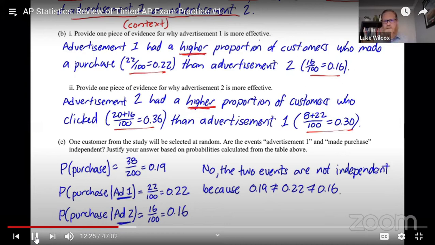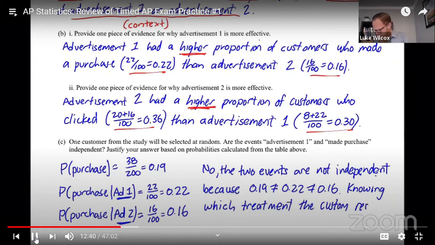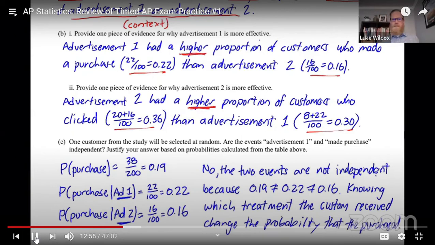So I'm even going to go one step further here, and I'm going to explain sort of the meaning of independence. And I'm going to say, knowing which treatment the customer received changes the probability that they purchased. So clearly, these are not independent.